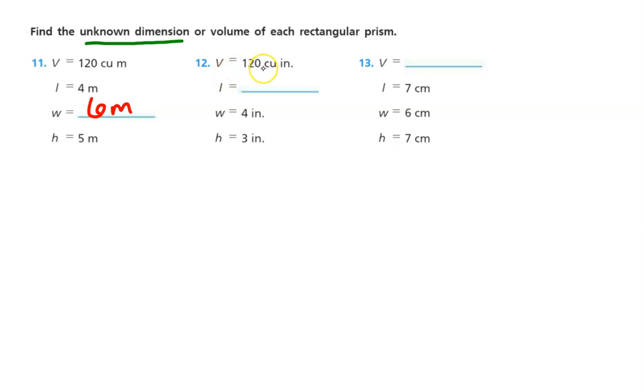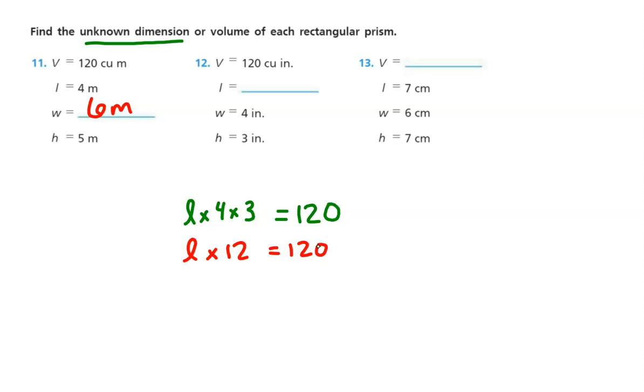This says my volume, again, is 120 cubic inches, so I already know what it equals. I do not know my length, so my length is the unknown here, but I know that my width is 4, and I know that my height is 3. So whatever times 4 times 3 is going to equal 120. So first, you multiply 4 times 3, which is 12. So my length times 12 should equal 120. Well, I'm not even going to solve any further.